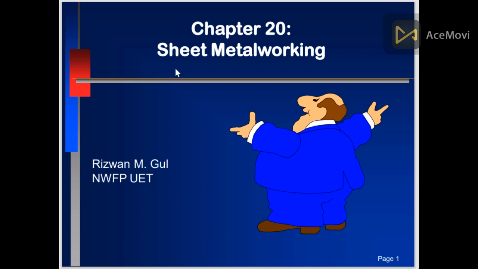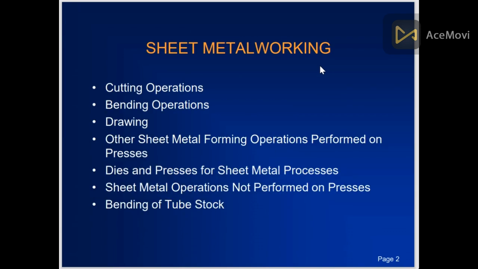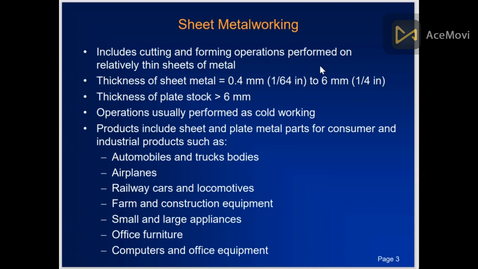Today we are starting our chapter, sheet metal working. Sheet metal working includes cutting operations, bending operations, drawing, other sheet metal forming operations performed on presses and dies, presses for the sheet metal processes, other sheet metal operations not performed on presses, and bending of tube stock. First of all, what is sheet metal working?